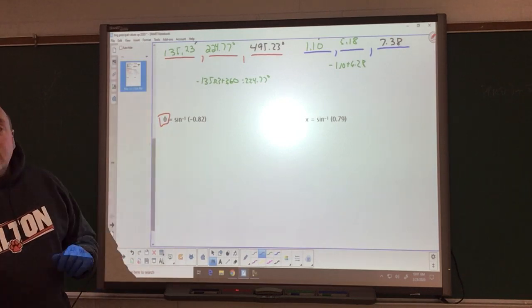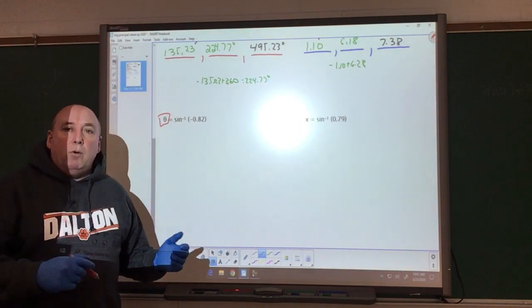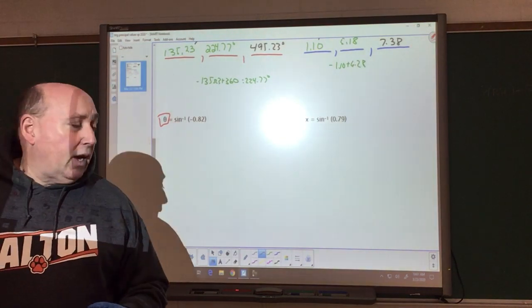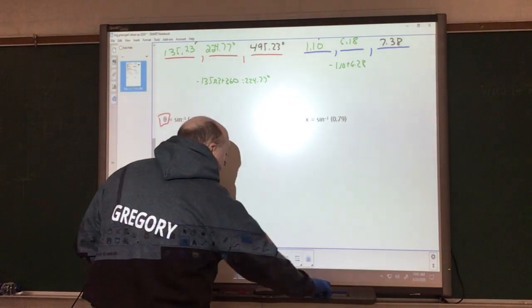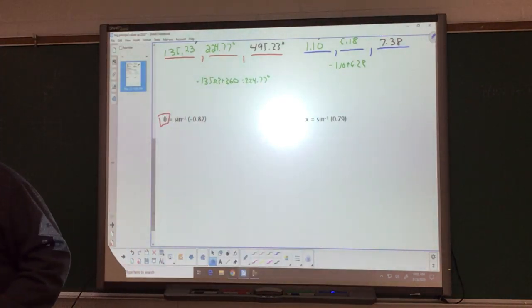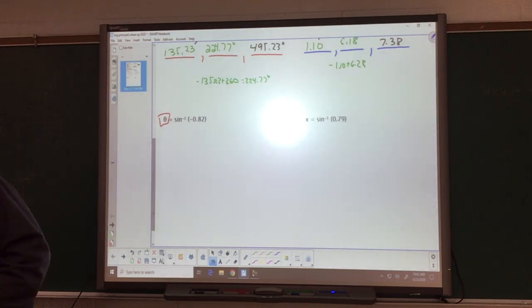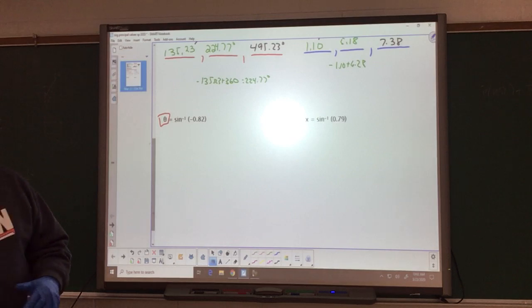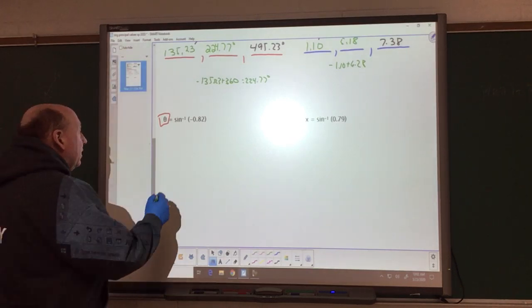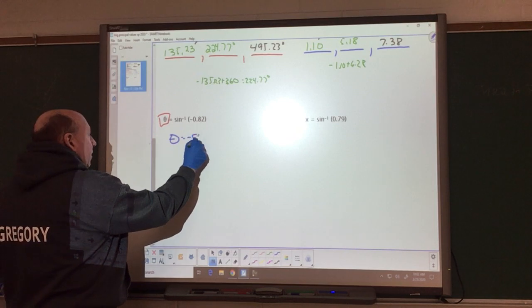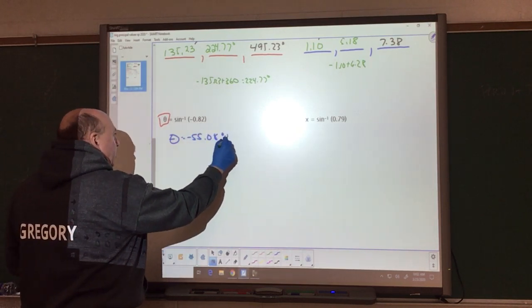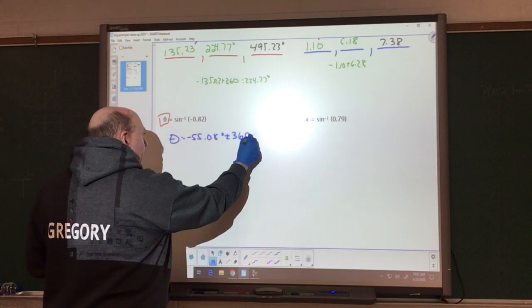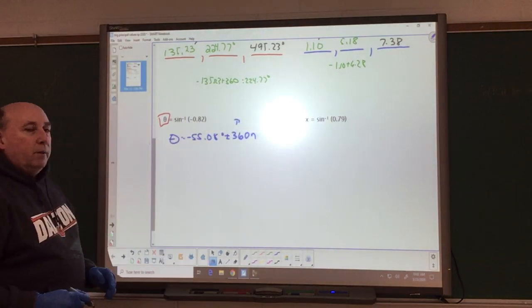Okay, we had to take the inverse sine of negative 0.82. Now, once again, the calculator value will give you that first value, which is the principal value. So we have inverse sine of negative 0.82, and you get negative 55.08 degrees, plus or minus the period n, which once again is still 360 degrees.